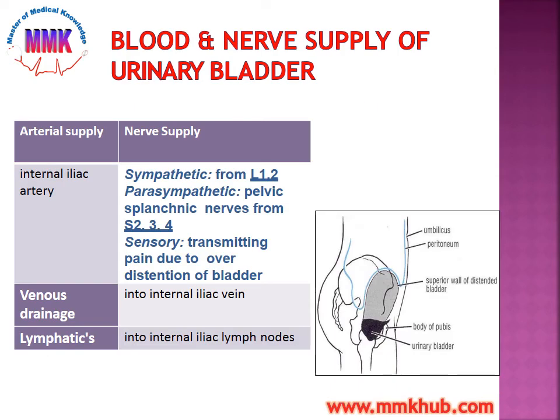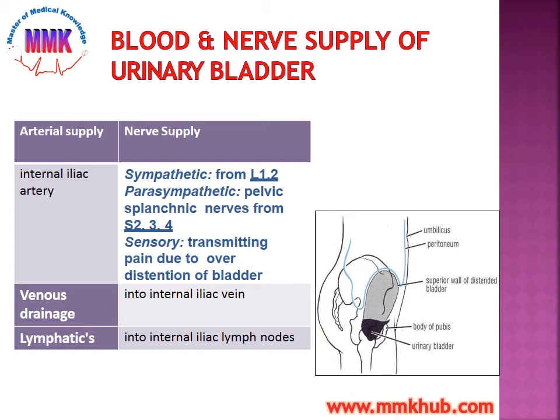Blood and nerve supply of the urinary bladder. Arterial supply. Arterial supply of the urinary bladder comes from the internal iliac artery. Venous drainage. The venous drainage from the urinary bladder drains into internal iliac vein, while lymphatics drains into internal iliac lymph nodes.